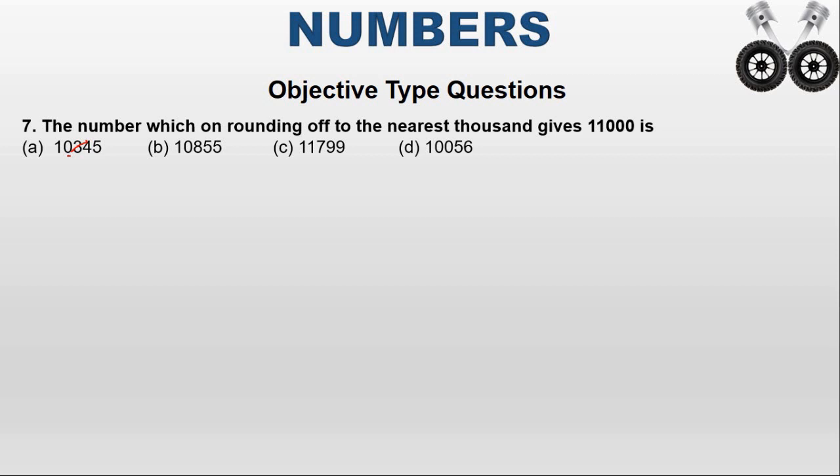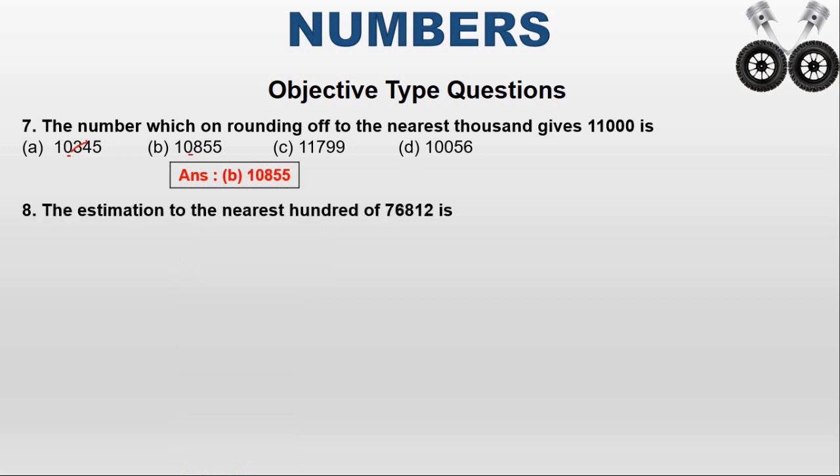Then we move on to option B. What is the thousand's digit? It is 0. So we have to look at the right side number. It is 8, and 8 is greater than 5. That means you have to add 1 to the number, so it becomes 11,000. So which option is correct? Option B is correct.